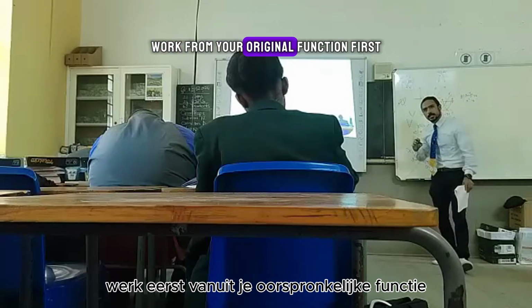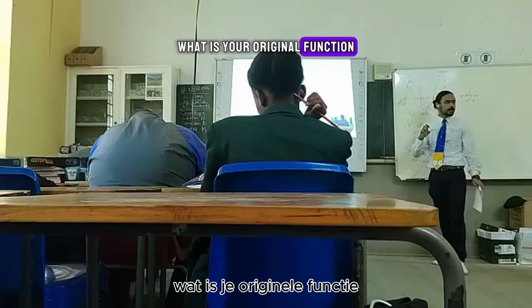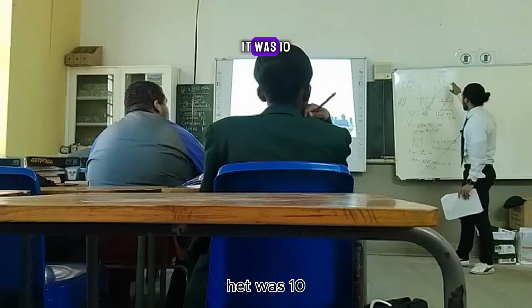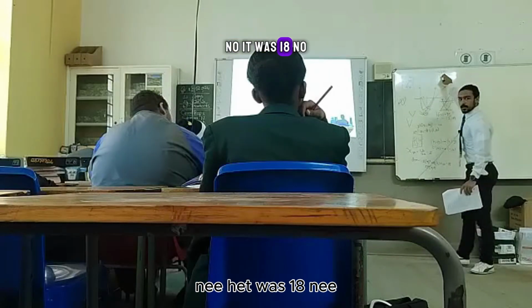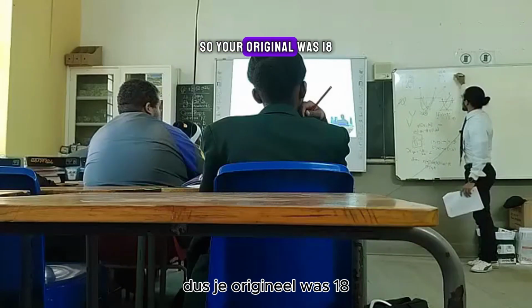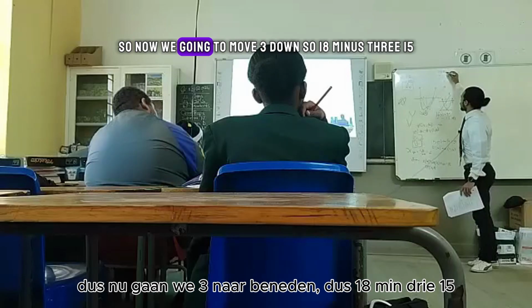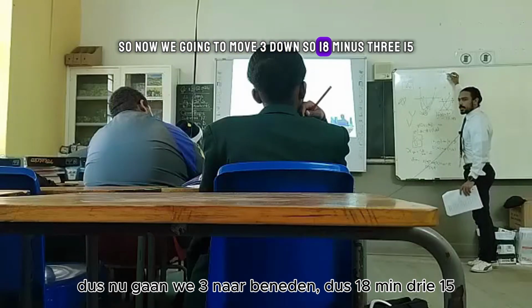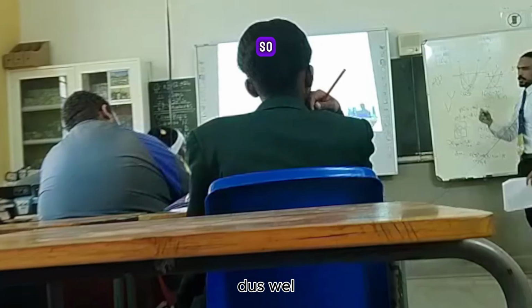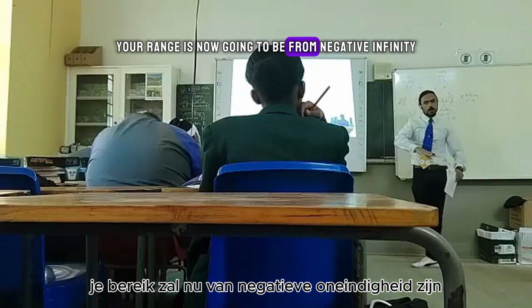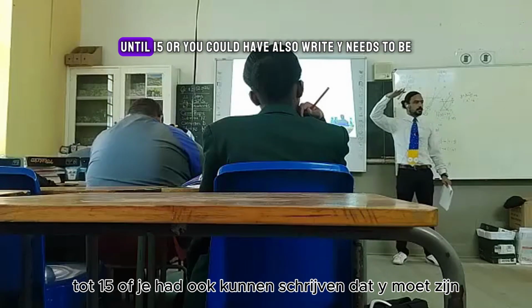Work from your original function first. What is your original function? It was 10. No, it was 18. No? So your original was 18. So now we're going to move 3 down. So 18 minus 3, 15. So your range is now going to be from -infinity until 15.